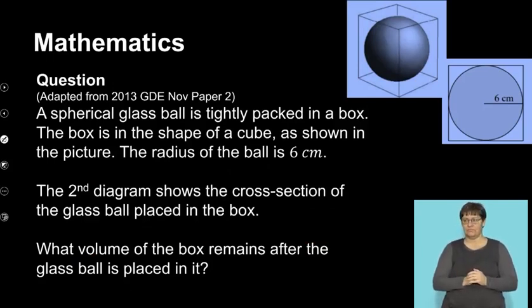So, we have been given a spherical glass ball that has been tightly packed into a box. The box is in the shape of a cube. As shown in the picture, the radius of the ball is 6 centimeters. The second diagram shows the cross-section of the glass ball placed inside the box. We want to know what volume of the box remains after the glass ball is placed into it.